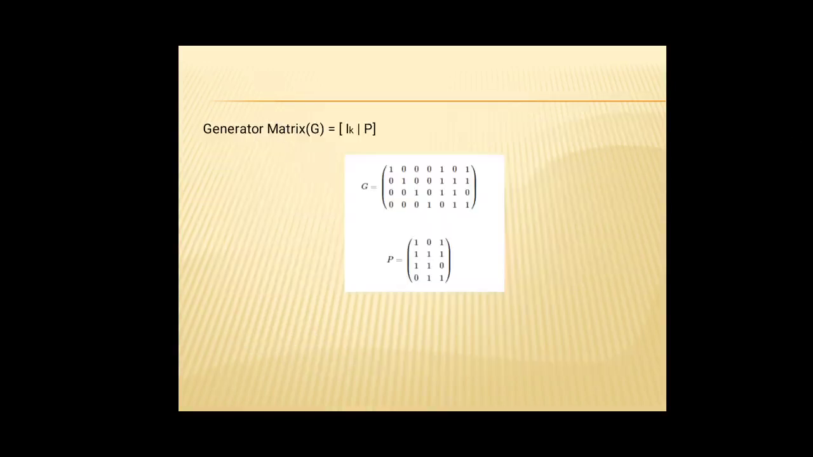We have this generator matrix, which is composed of an identity matrix and a parity matrix as shown in the figure. This matrix operation is simplified into mathematical equations and then is used for encoding.